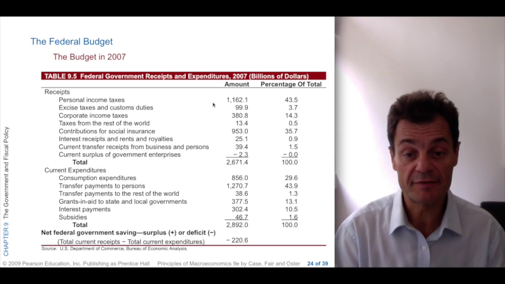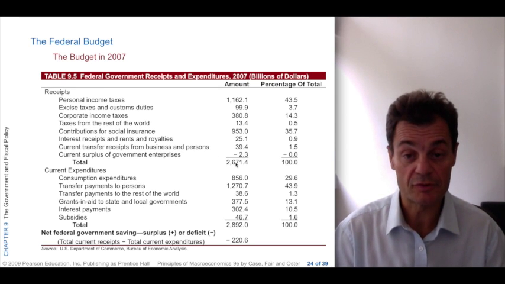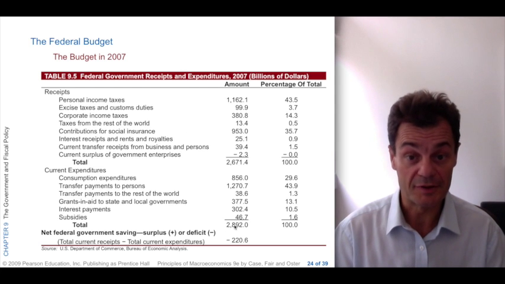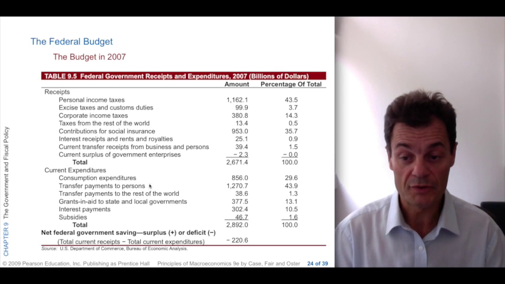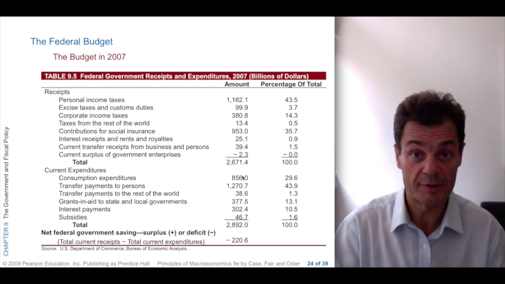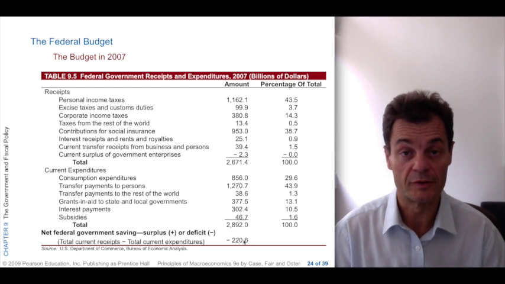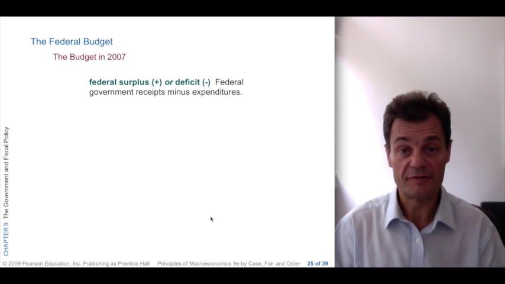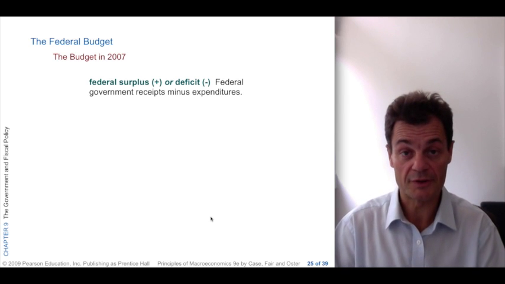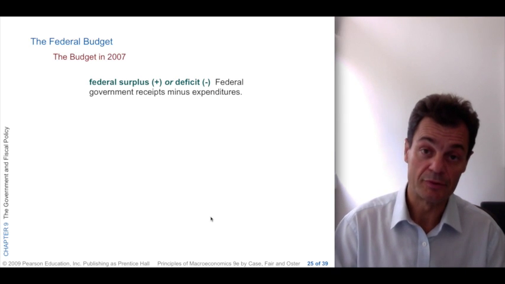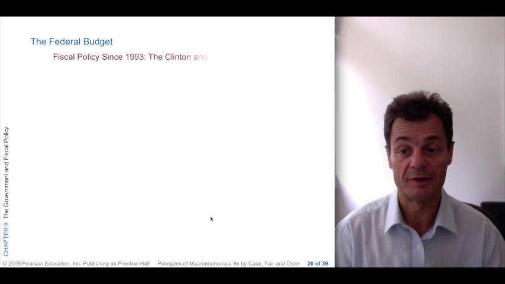The budget in 2007 looked like this. There was 2.7 trillion of receipts, most of which came from personal income tax and from contribution from social insurances. The expenditures were 2.9 trillion, mostly in transfers to person and in consumption expenditures, the government spending, the G that we described earlier, and that leaves the government here with a budget deficit of $220 billion. The budget deficit occurs when the expenditures are higher than the receipt. The federal budget surplus happens when the receipts are higher than the expenditures.